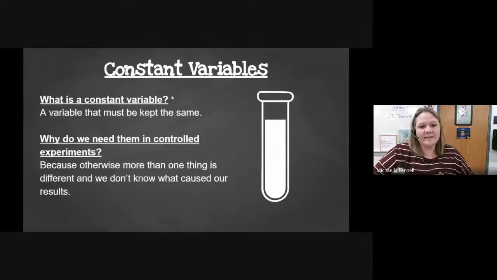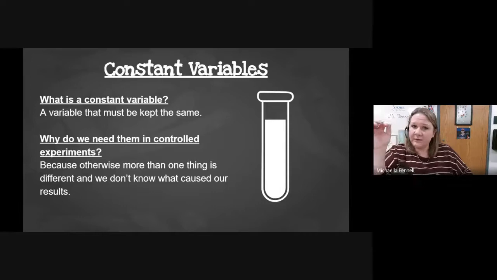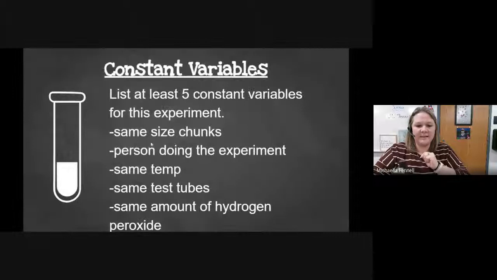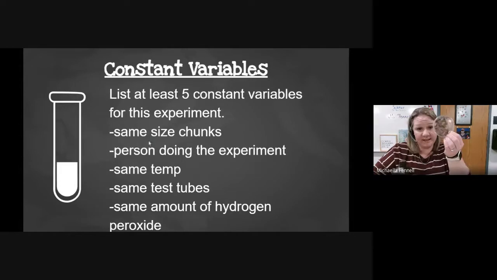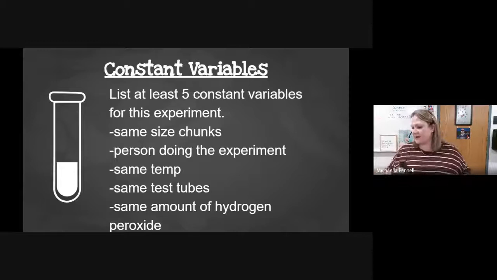Constant variables are variables in an experiment that we must keep the same. We need those because otherwise we have more than one thing that's different and we don't know what caused our results. So in a well-designed experiment where we can trust our results at the end, we should only have one thing different. What kids could think of today that we needed to keep the same: the same size chunks. I tried very hard to get these chunks cut to the same size. Same person doing the experiment, same temperature in the room, same test tubes. These are all the same type and size. Same amount of hydrogen peroxide. We're going to be using about 10 milliliters of hydrogen peroxide per test tube today.